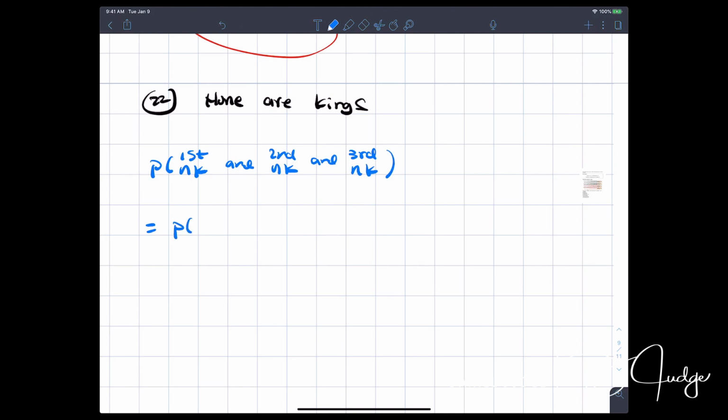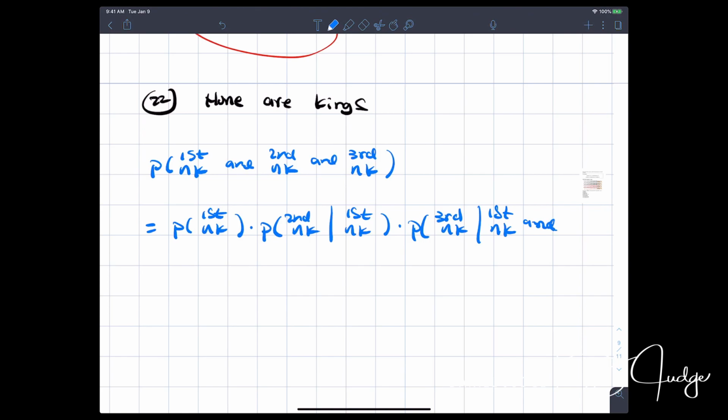That's the probability. The first is not a king times the probability the second's not a king, given the first is not a king. Probability the third is not a king, given the first is not a king, and starting to get weird out there. Let me move the iPad. And the second is not a king.